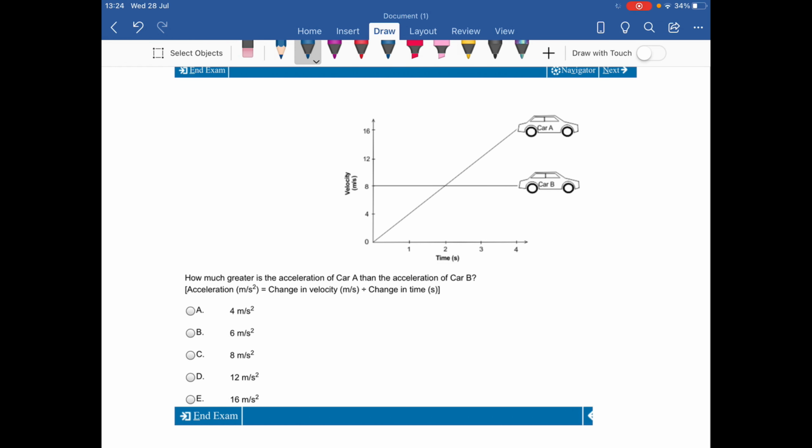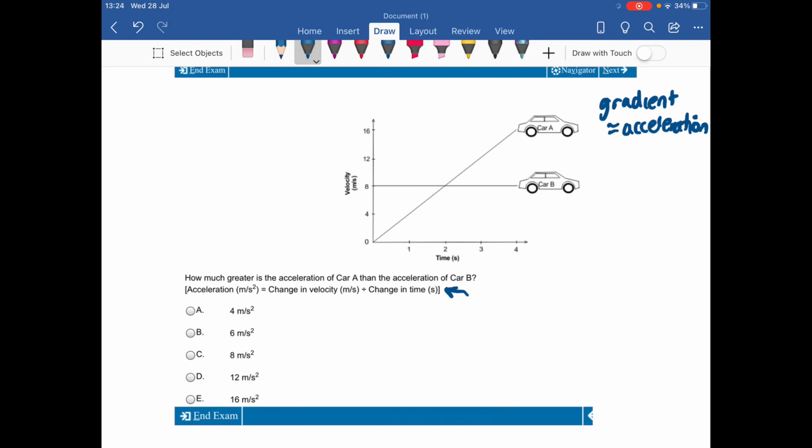So these graph questions are very easy to gain marks on. For example, because we have car A and car B, you know that in a velocity time graph, the gradient of a velocity time graph would equal your acceleration. But even if you forgot that, in this question it tells you the equation anyway, so that's fine.